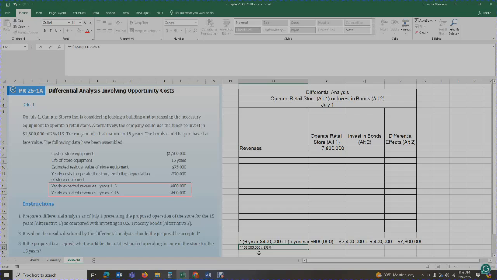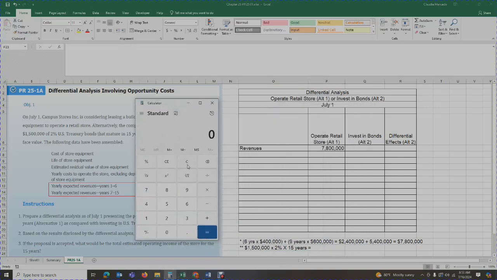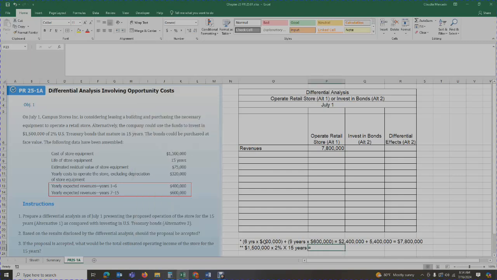Times how many years are we going to have this bond for? 15 years. Okay. Let me just make it a little bit bigger for you. There we go. So we've got the $1.5 million that we're going to invest in those bonds. At 2%, that gives me 30,000 times 15 years. That gives me $450,000.